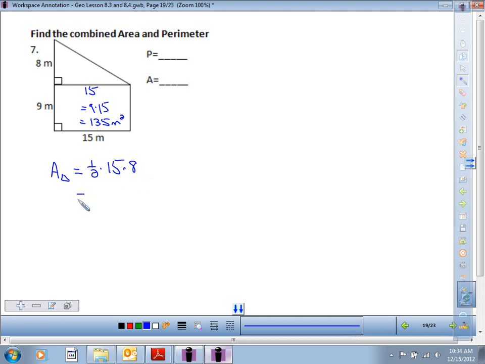So again, what I like to do is kind of rearrange it. I would take half of 8, which is 4. 4 times 15 is 60. So we have 60 meters squared in this triangle.